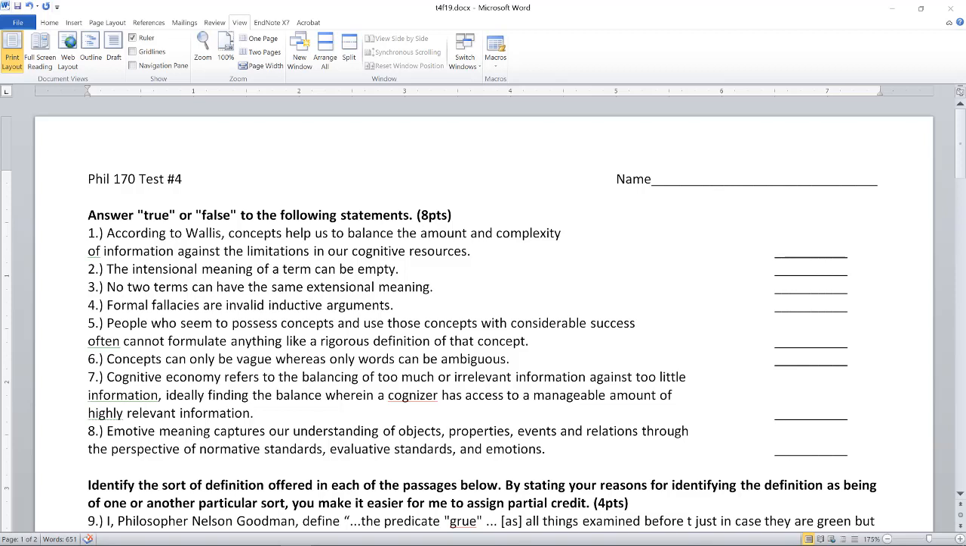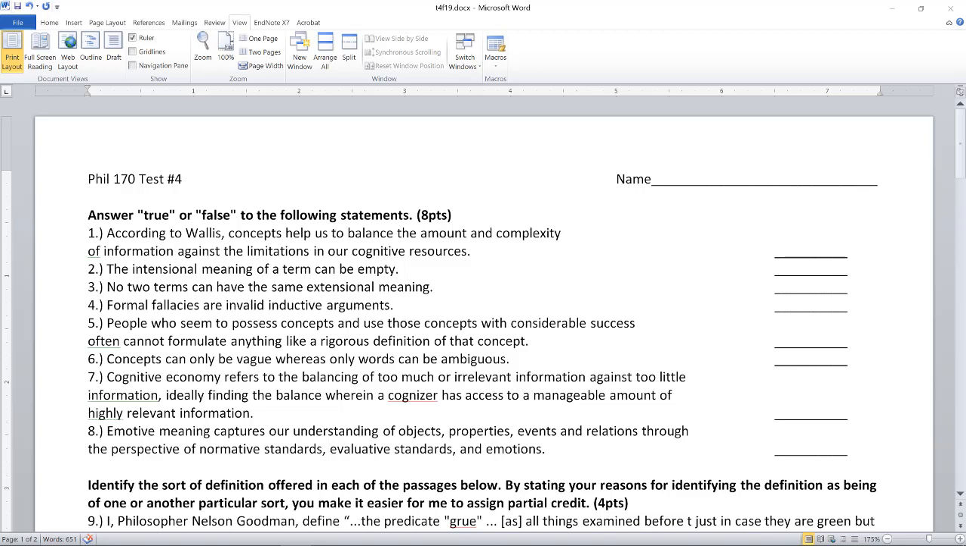Number 7, cognitive economy refers to the balancing of too much or irrelevant information against too little information, ideally finding the balance wherein a cognizer has access to a manageable amount of highly relevant information. This was exactly how we described and discussed that notion of cognitive economy in the concepts, definitions, and meaning chapter. So that would be true.